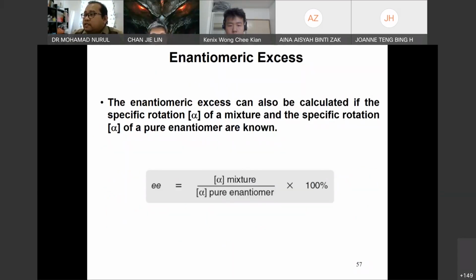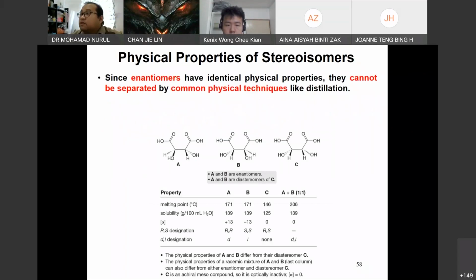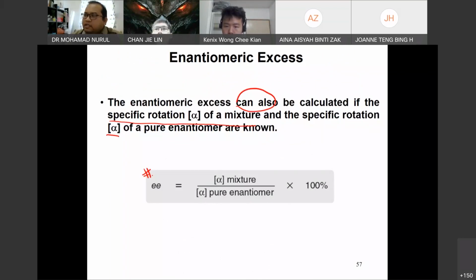Enantiomeric excess can also be calculated with another formula, which you have to memorize, if the specific rotation of the mixture and the specific rotation alpha of the pure enantiomer are known. So you can use this formula. I think there are 3 formulas that you have to memorize.